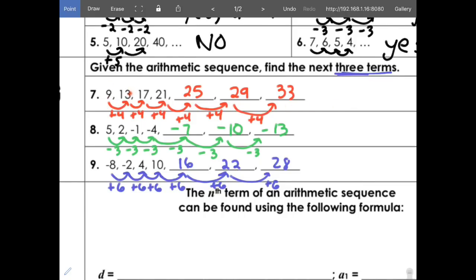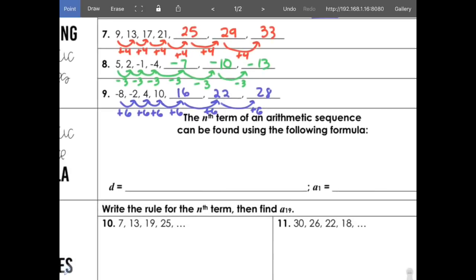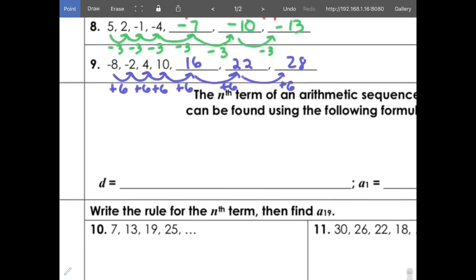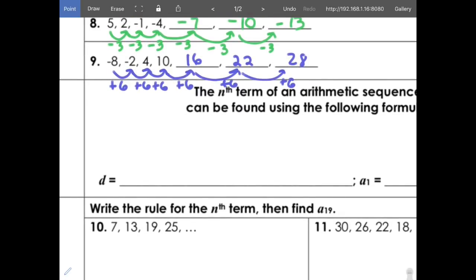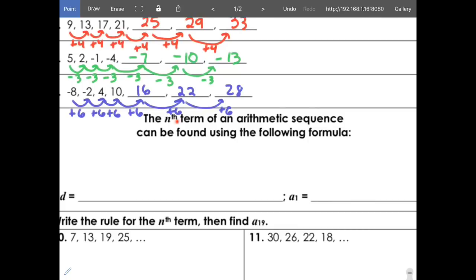So you're like, okay, 1, 2, 3, 4, 5. This is going to take forever. You don't want to add 4 all the way down. So that's why we have a formula that we're going to be using to find something called the nth term.